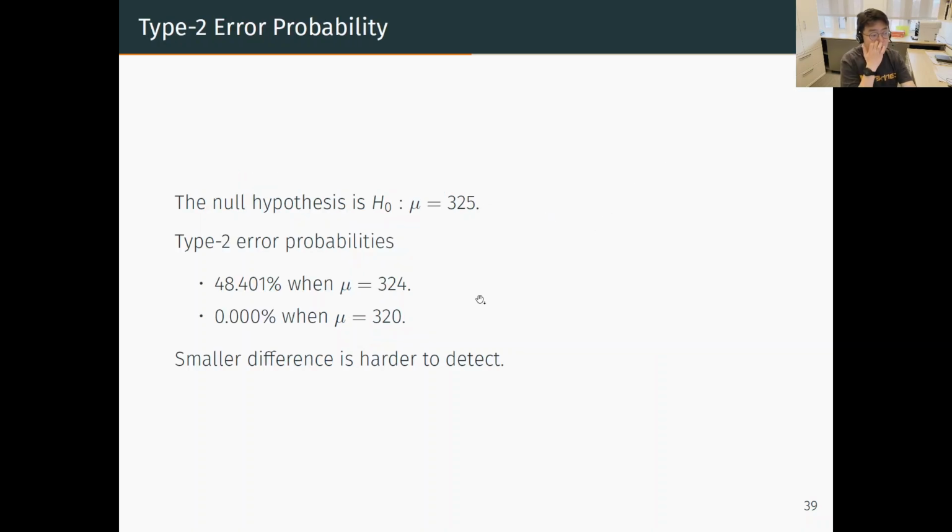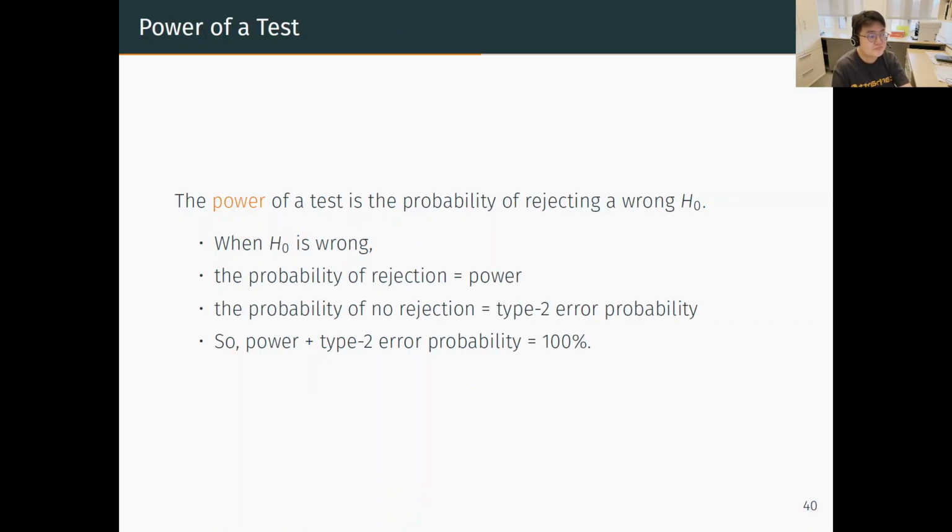Okay, so I just explained the idea. When the difference is small, your type 2 error probability could be 48%, but when the difference becomes larger, your type 2 error probability goes away. It's easy to detect. Okay, a smaller difference is harder to detect, which is pretty obvious.